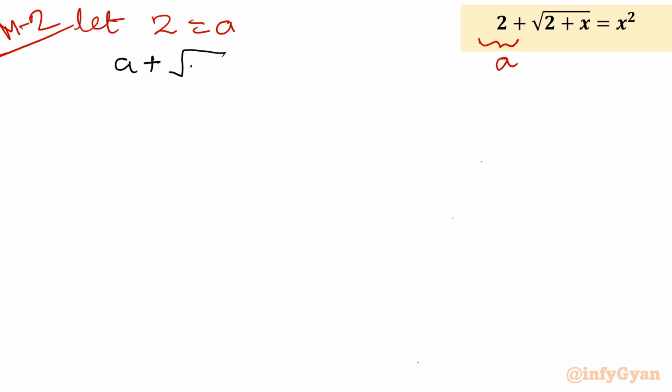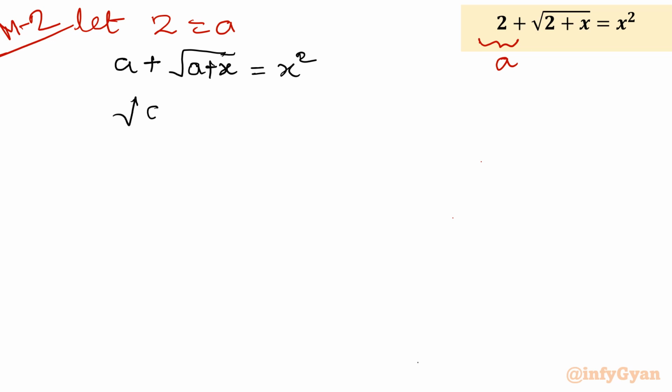I am going to give substitution 2 equal to a. So I will write method number 2. Let 2 equal to a. Okay, let's substitute this value. So the equation will become a plus x equal to x square.